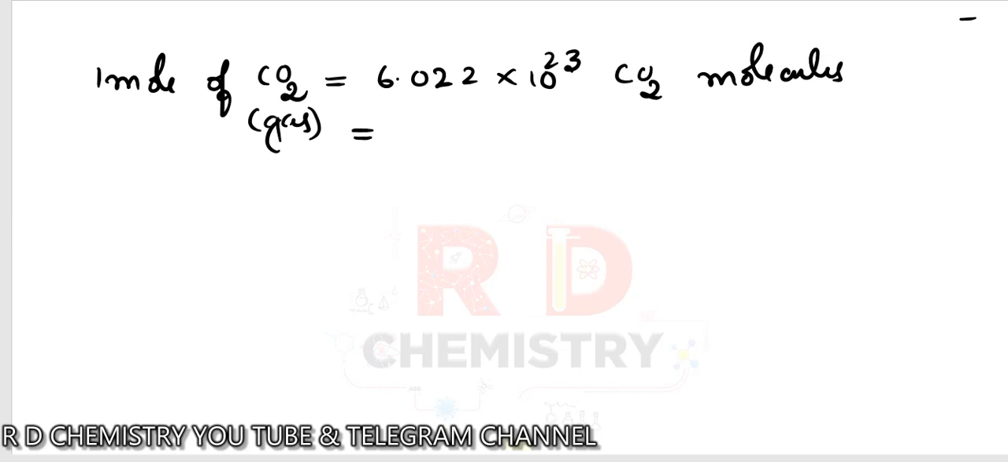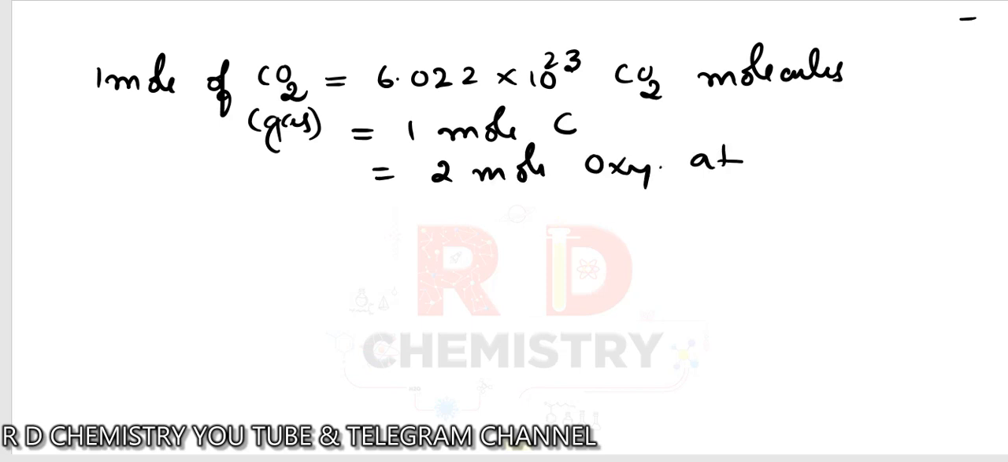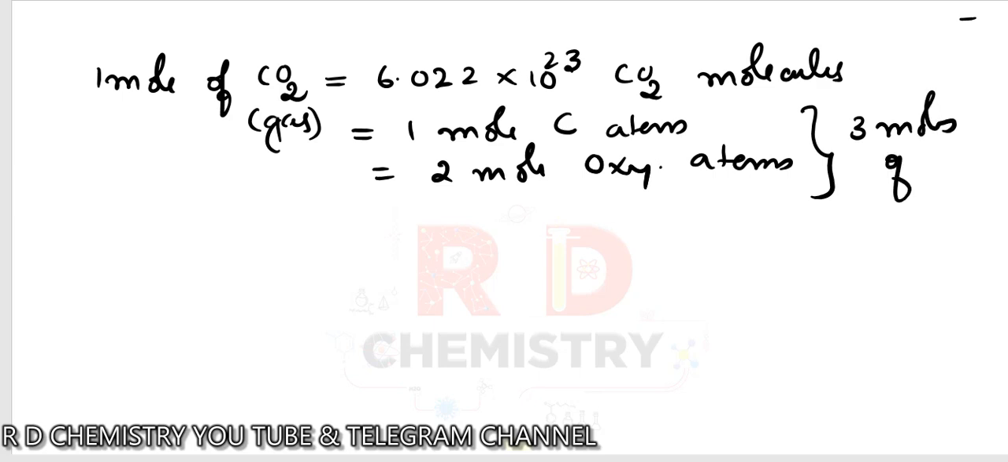How many atoms per molecule? 1 mole of carbon and 2 moles of oxygen atoms are present. So, writing in terms of atoms, altogether how many moles of atoms are there? 3 moles of atoms are present. Correct?